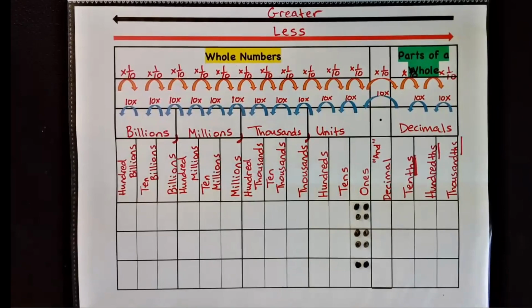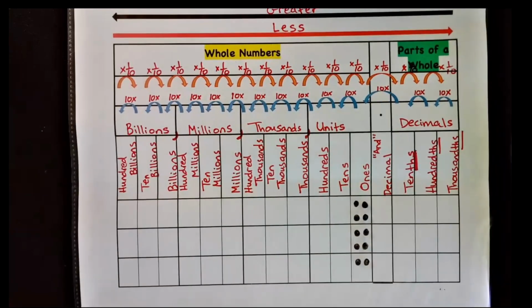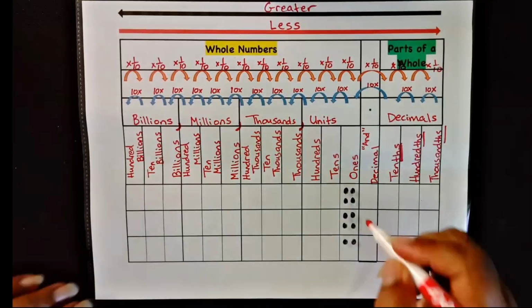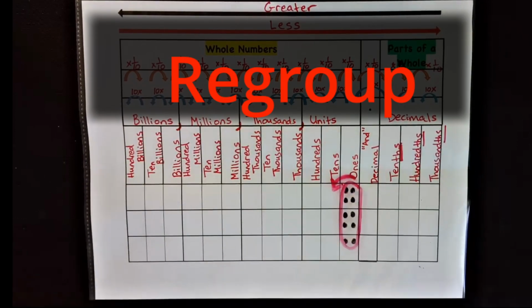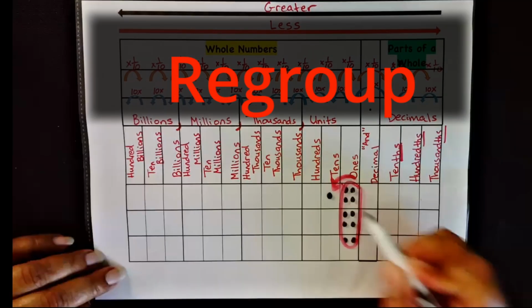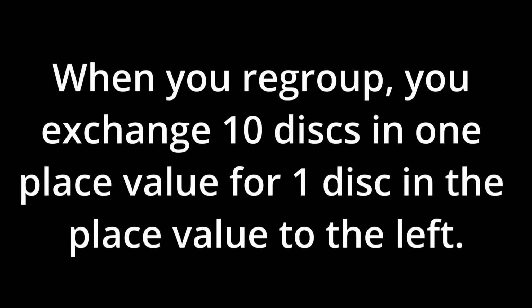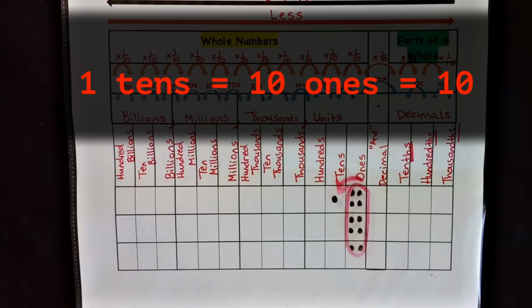Here, I have 10 discs in the ones place. In our base 10 number system, when we have 10 discs in one place value, I can move those 10 discs and regroup them into 1 disc to the left. So 1 tens is equivalent to 10 ones, which is also equivalent to the standard form 10.